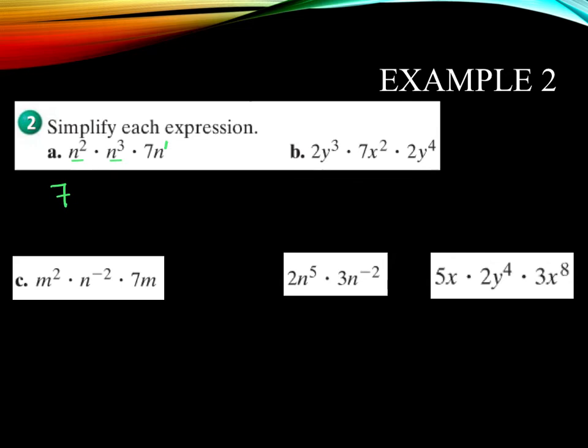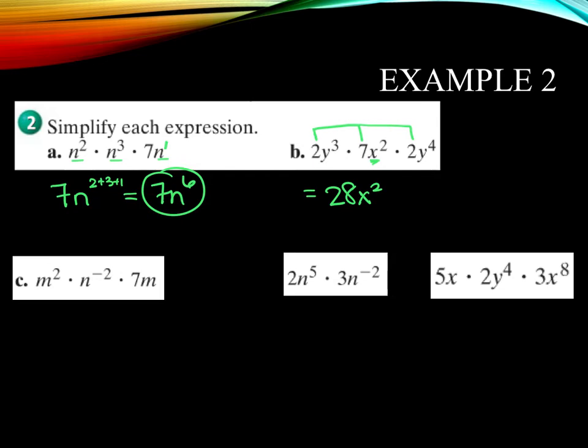Now I'm going to look at, I have the bases of n, and I'm going to add their exponents. So I have 2 plus 3 plus 1. So this is going to leave me with 7n to the 6th power. For part B, here I have a 2, a 7, and a 2. So 2 times 7 is 14 times another 2 is going to give me 28. Then I have just an x squared. So I'm going to leave x squared there.